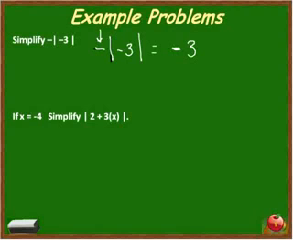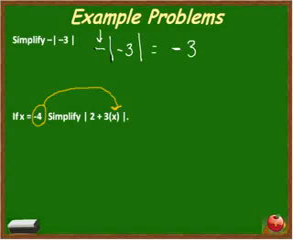For our next problem, if x is equal to -4, simplify the absolute value of 2 plus 3 times x. So what this is telling me to do is to take the -4 and substitute it in here for x. In order to do that properly, I need to know what this operation is between the 3 and the x. Whenever you have no sign between a number and a variable, it's multiplication. And if there's parentheses there, it's multiplication.